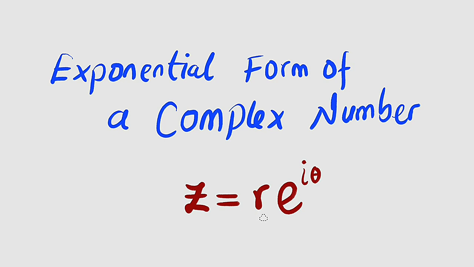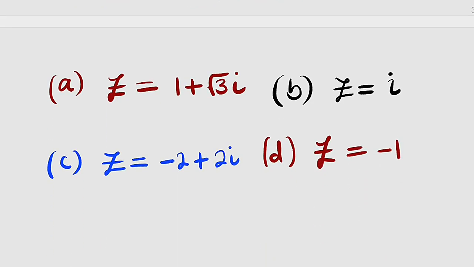In our previous lesson, we learned that a complex number can be transformed into an exponential form as z equal to re to the i theta. So in this tutorial, we are going to transform some complex numbers from rectangular form to exponential form. And we have only 4 problems. You can see them right here. So let's start with the first one.